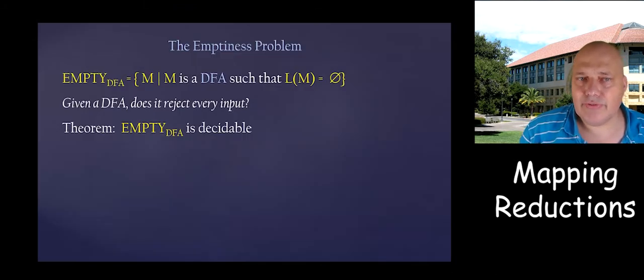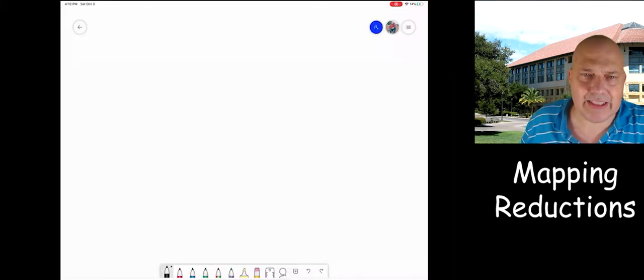We're going to see a few more examples. And again, to be able to do it more slowly, I'm going to go to the board again. The next problem we're going to analyze is the emptiness problem, and we'll see several variants of it.